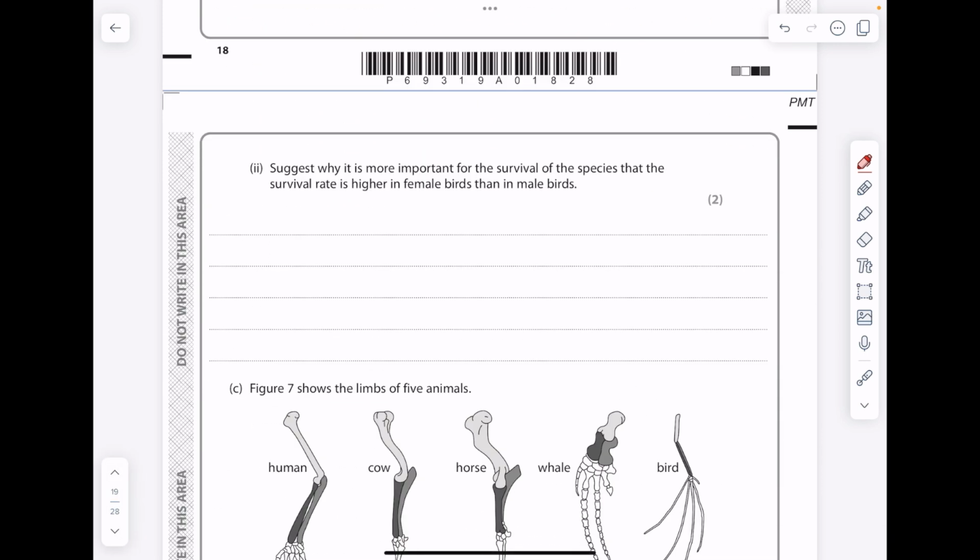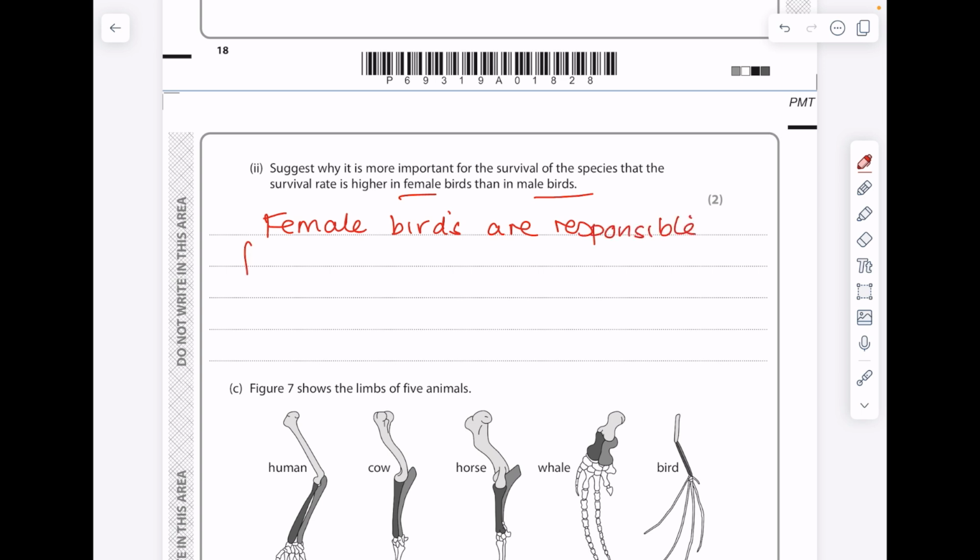Suggest why it is more important for the survival of the species that the survival rate is higher in female birds than male birds, because the female birds are responsible for producing offspring. And the other point is that one male bird can reproduce with many female birds.